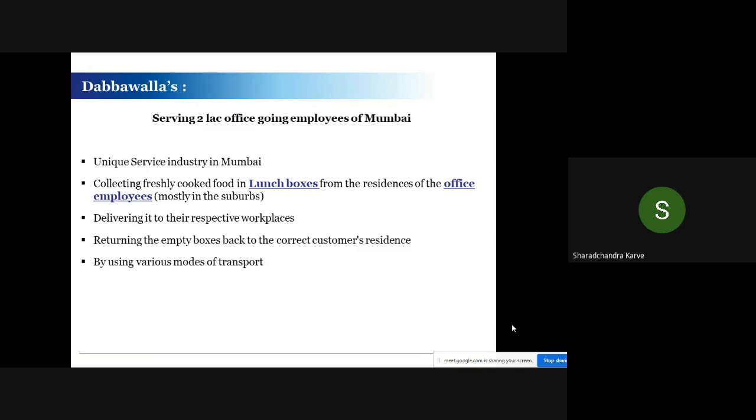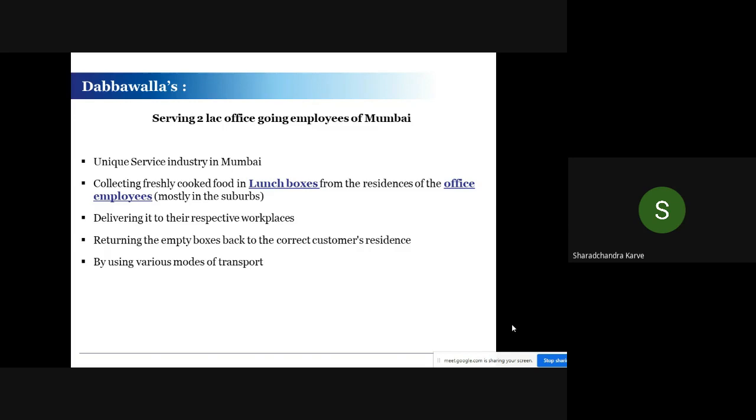They deliver them to their respective workplaces and return the empty box to the correct customer residence, using various modes of transport. So probably they will collect the dabba from home and ride a bicycle to come to a railway station. Then they will load that dabba onto the railway. Depending on the station, that tiffin will change over on the railway and then go to a particular office place.